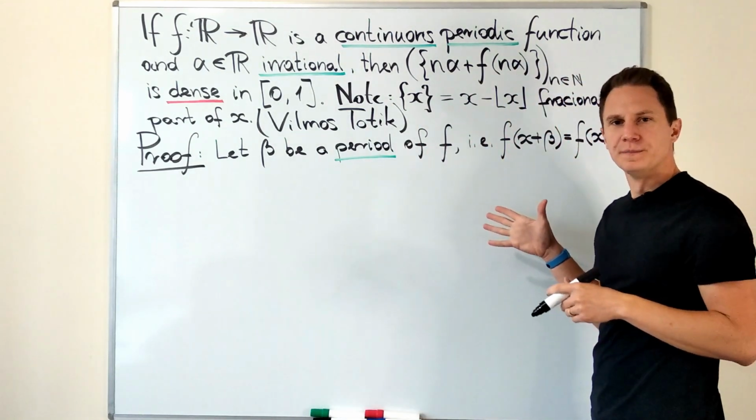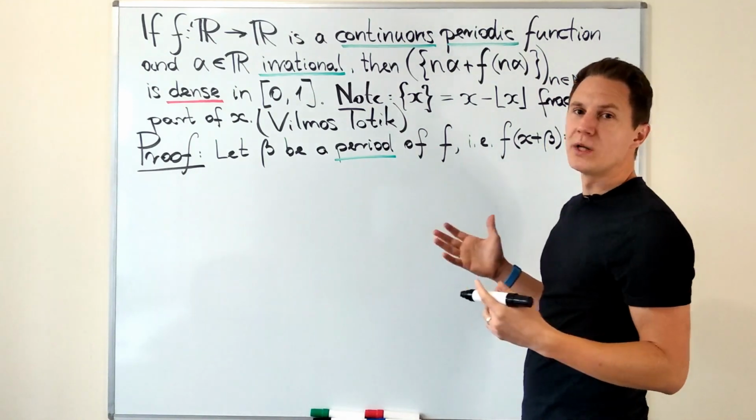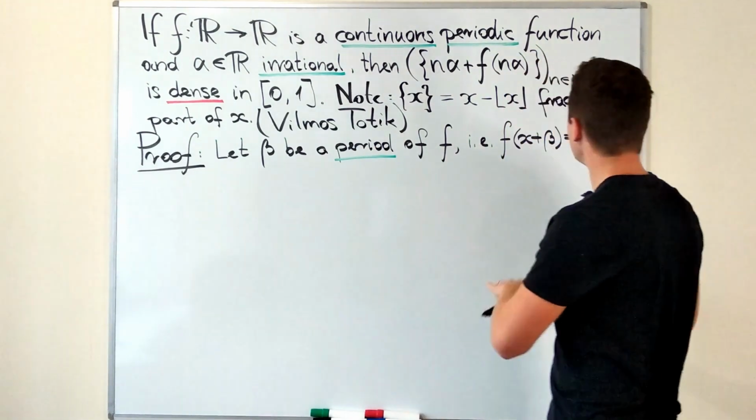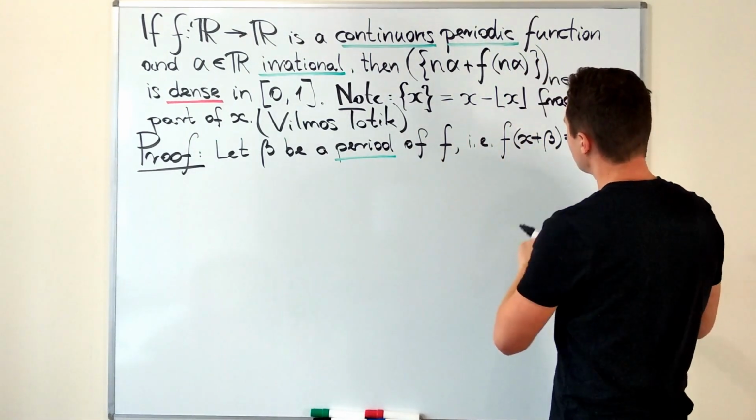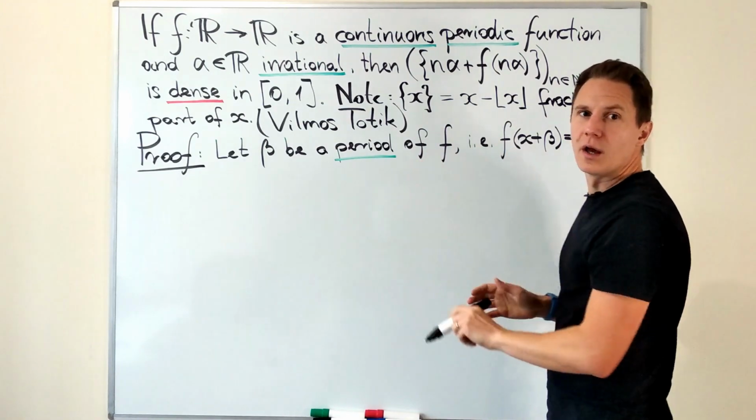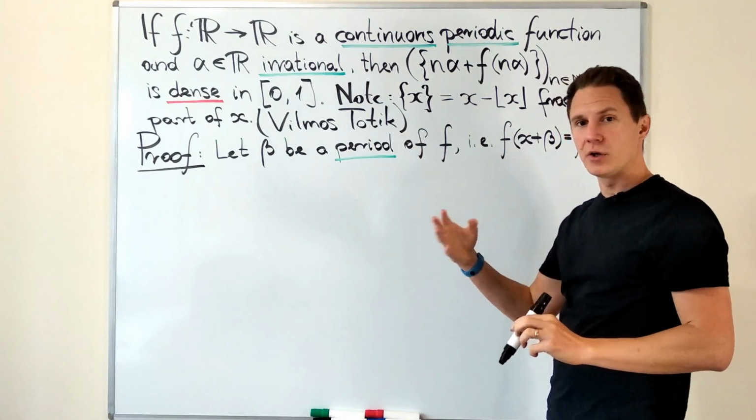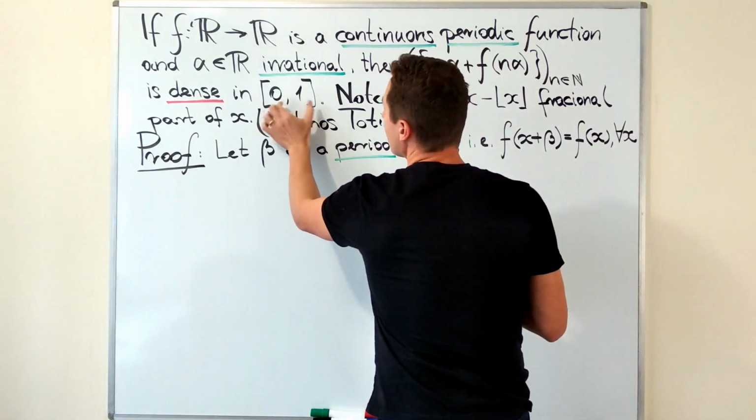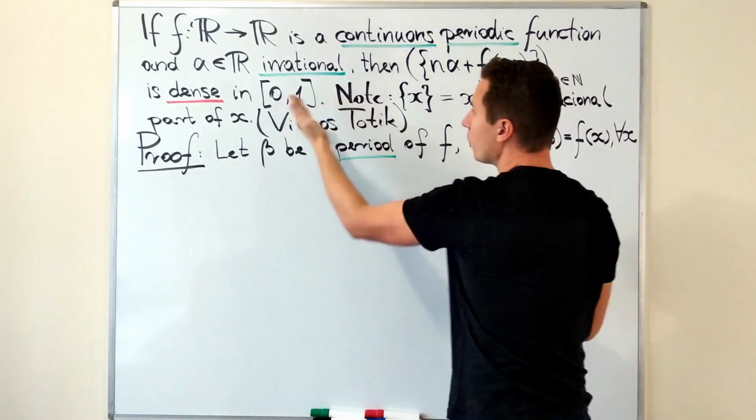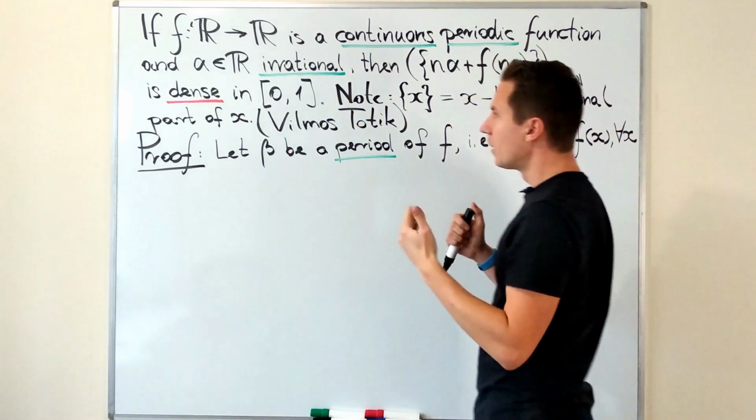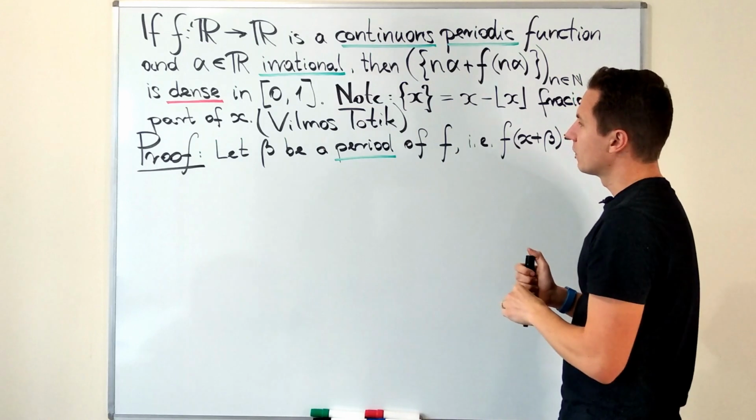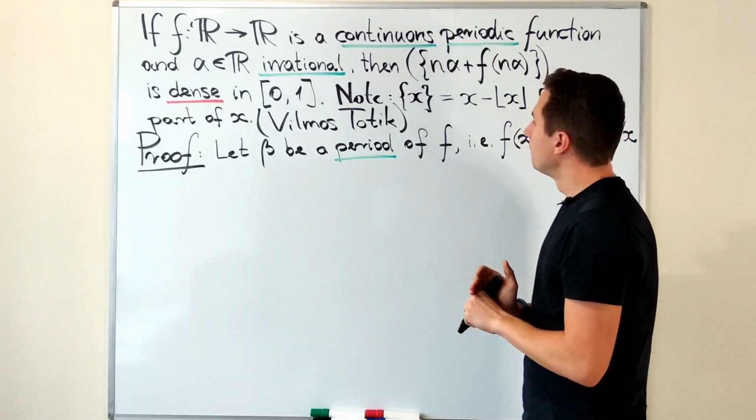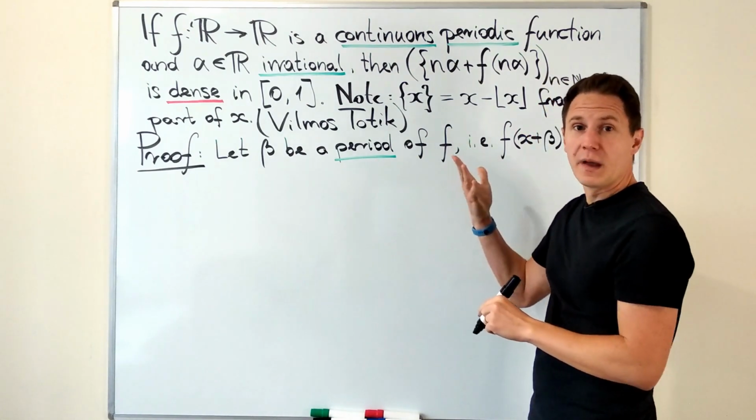Okay, so beta is a period of our periodic function f, and right away we can introduce a new function which, instead of being beta periodic, would be 1 periodic. So we can squish or stretch in the horizontal direction. We see that this unit interval plays an important role in the statement, so we want to create this 1 periodic function from f, instead of having this beta periodic function.